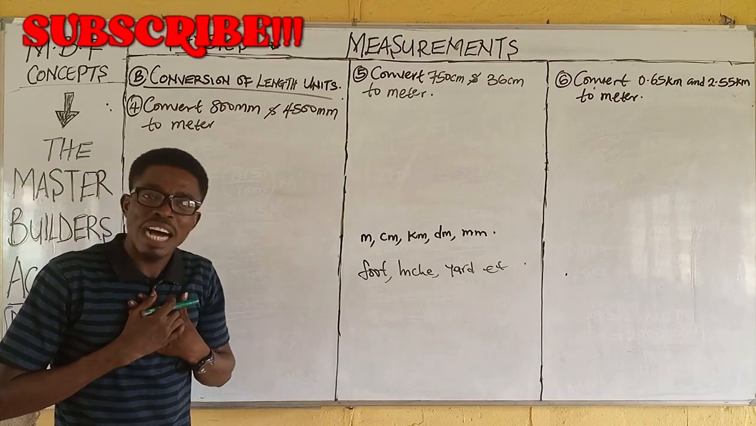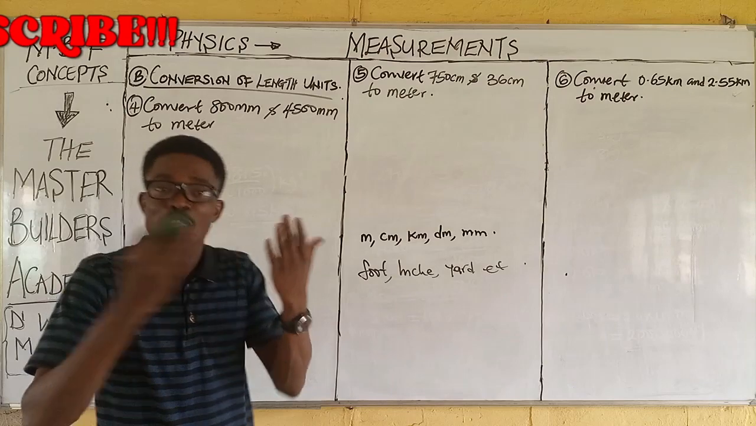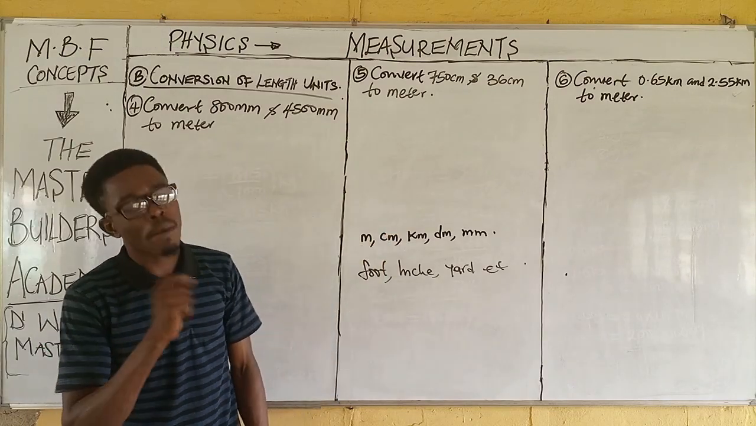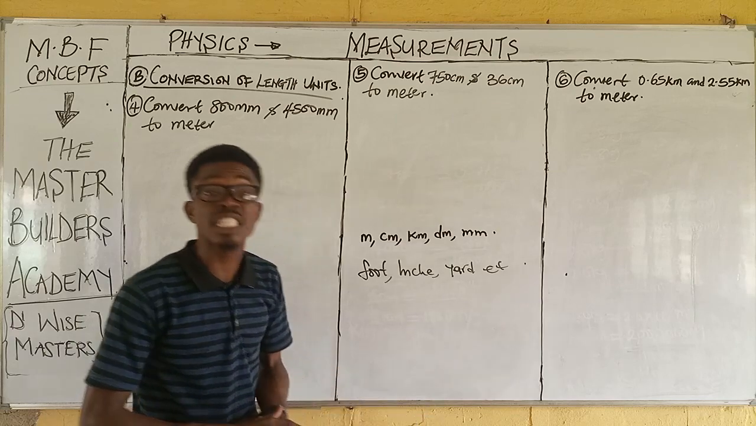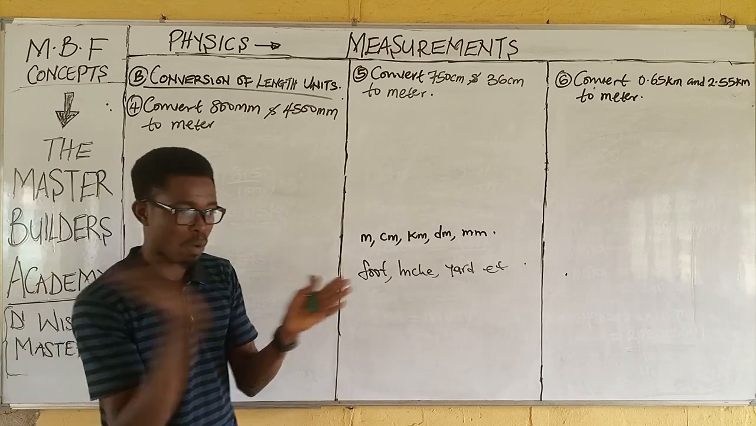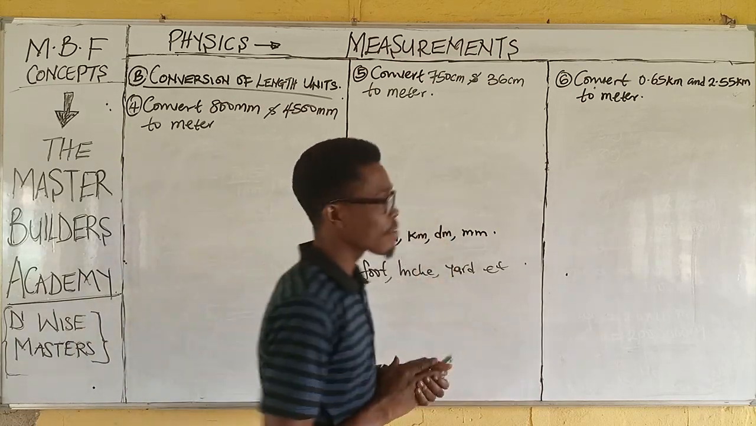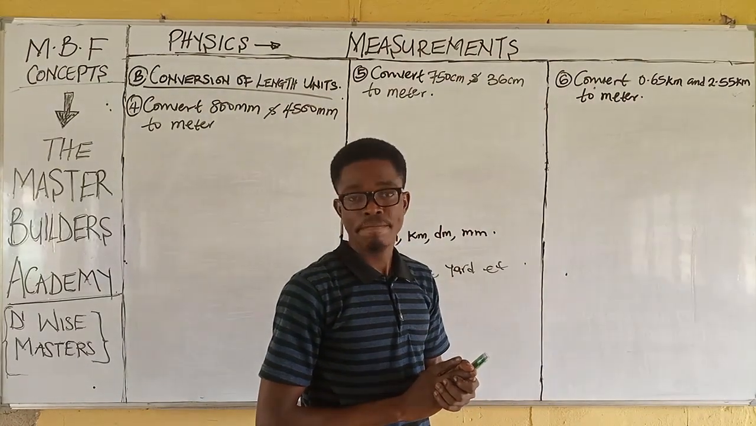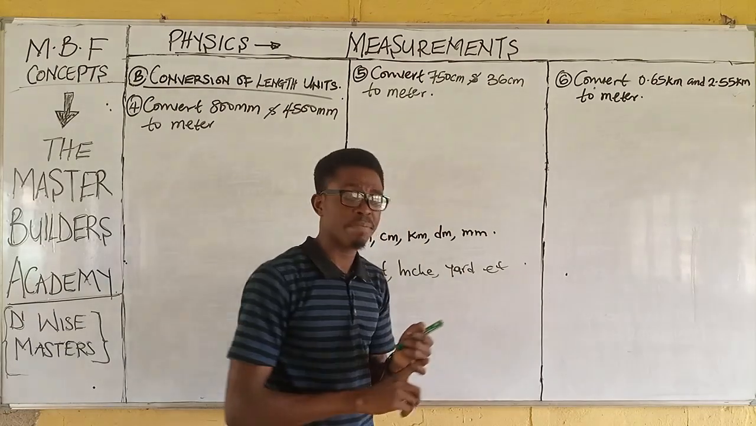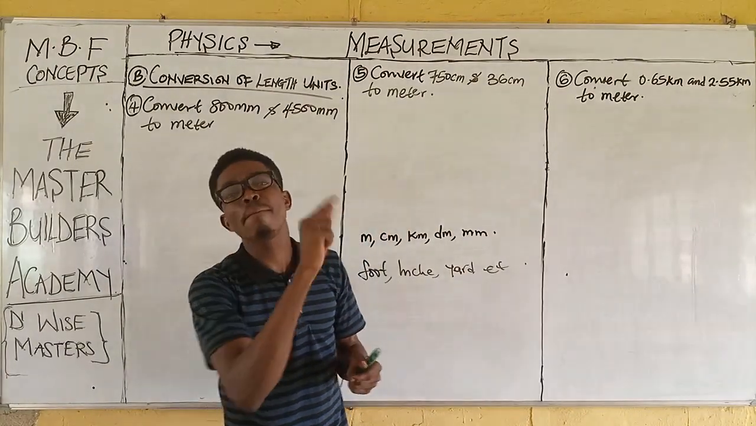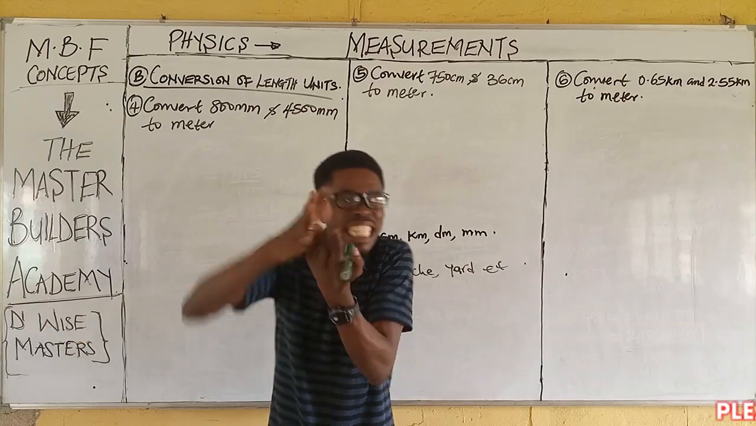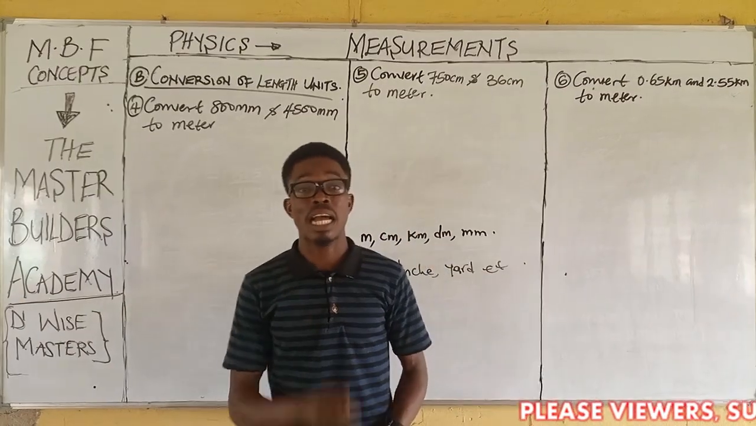How do I convert from millimeter to meter? There is a rule. Listen carefully. To convert from millimeter to meter, you simply divide the given value by 1,000. To convert from millimeter (mm) to meter (m), you divide the given value by 1,000. I hope you are putting that down.